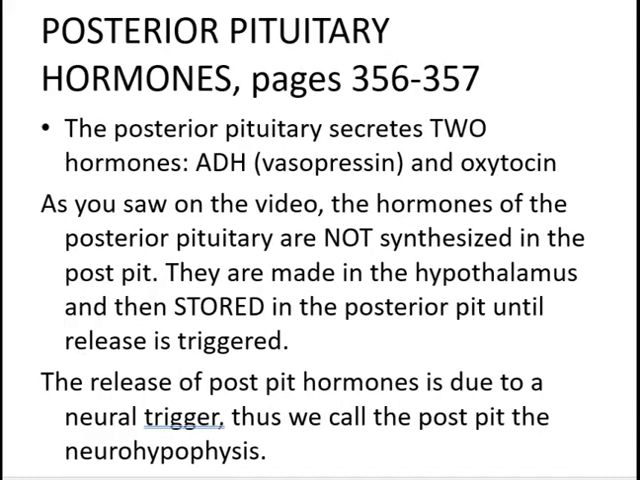So now let's talk about posterior pituitary hormones. The posterior pituitary secretes two hormones, ADH, also known as vasopressin, and oxytocin. There's a supplemental video on Moodle you could have watched. The hormones of the posterior pituitary are not synthesized in the posterior pituitary. They're made in the hypothalamus, then stored in the posterior pituitary until release is triggered. The release of posterior pituitary hormones is due to a neural trigger.